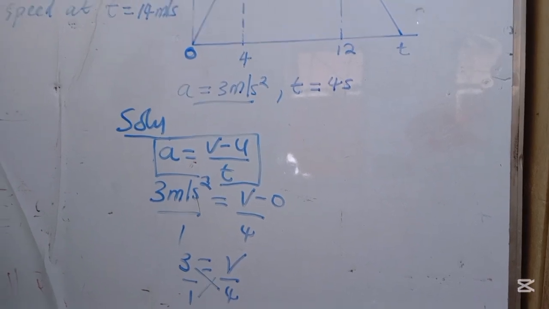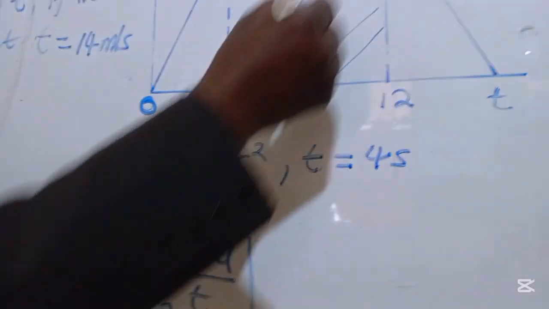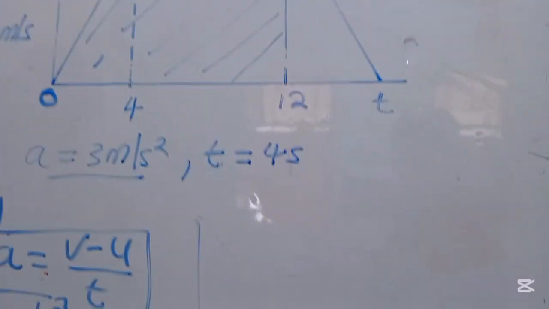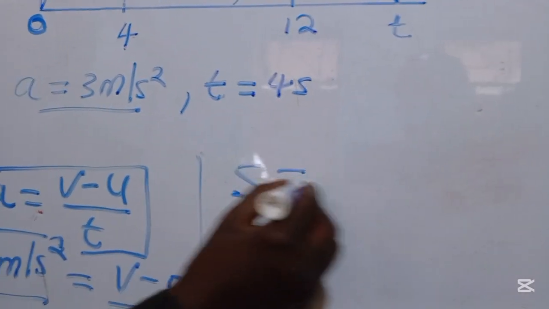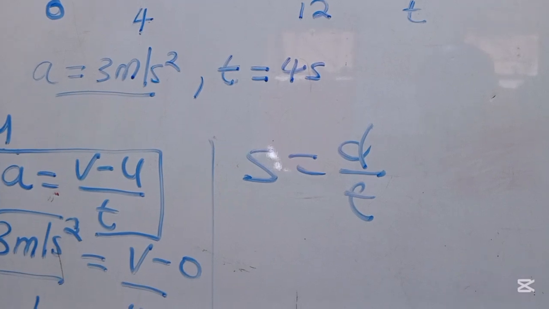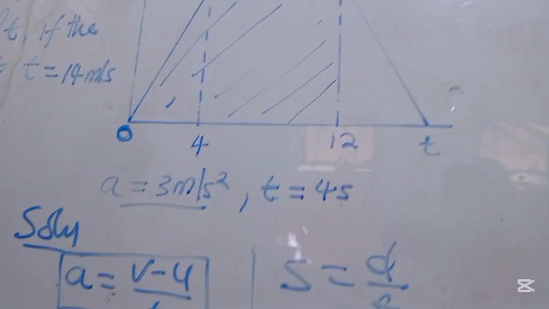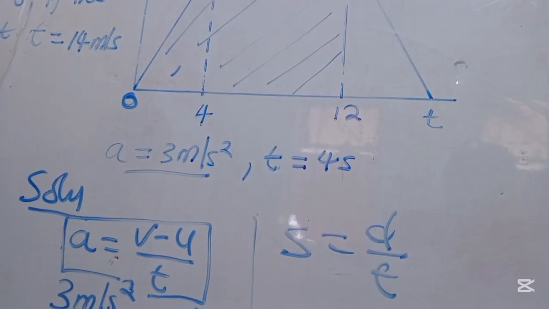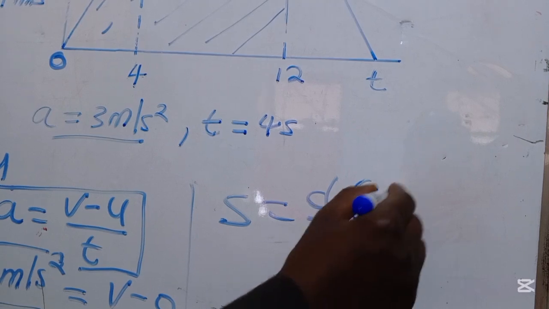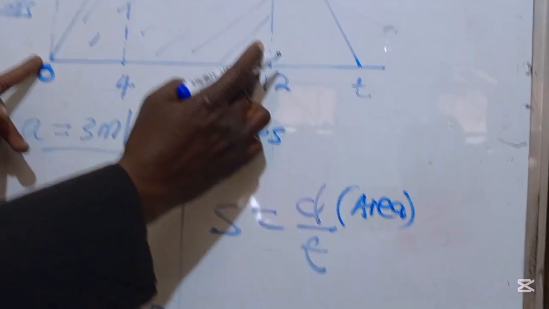Average speed for the first 12 seconds. So they are talking about average speed. The first 12 seconds. Average speed. Ladies and gentlemen, how do we get speed? Speed is equal to distance over time. So you have to find the distance. Let's look for distance. How do you get the distance? Of course, distance is just the area under the graph. So we are going to look at the area under the graph. You agree with me that this is a trapezium.